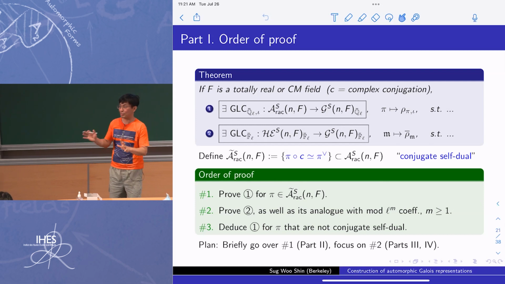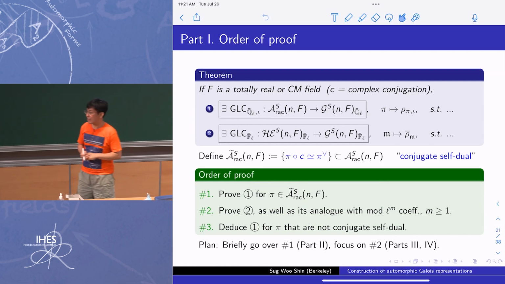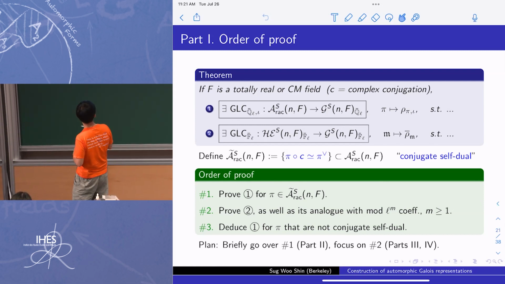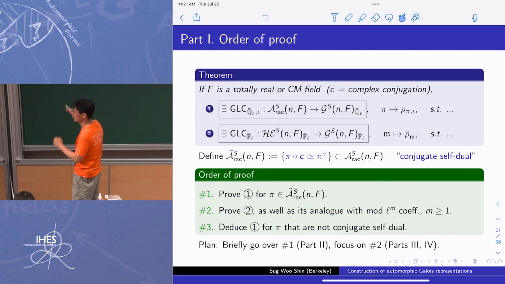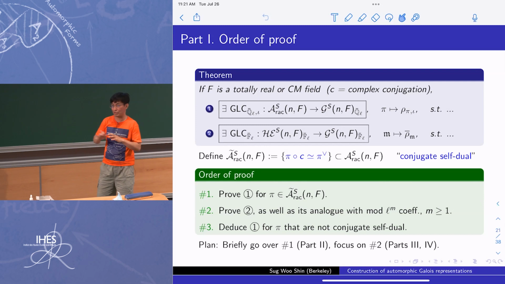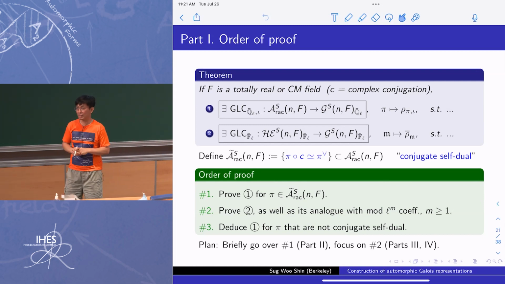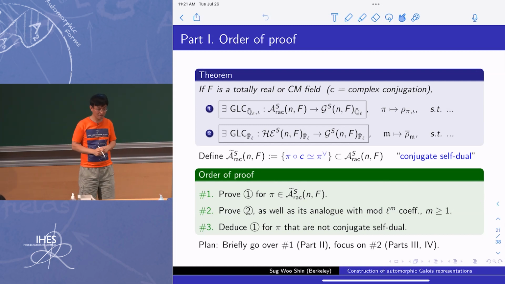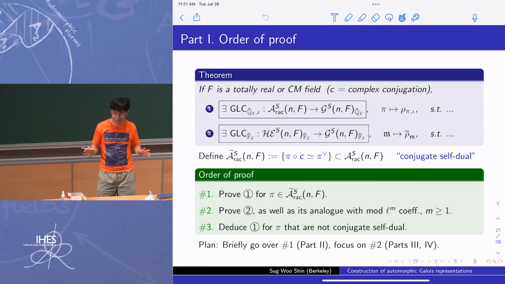Okay, that's my plan. So by superscript S, you mean the level is only at S? Yeah, so upper S means everything is unramified away from S, and for level subgroups, you're putting hyperspecial away from S. Okay, good.